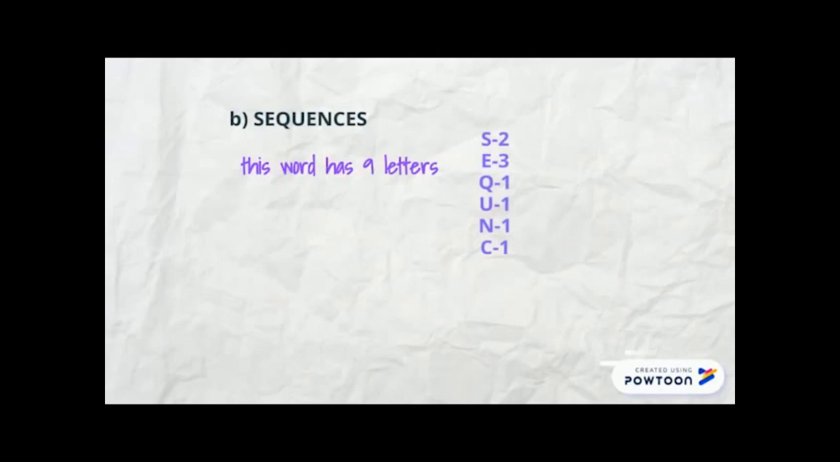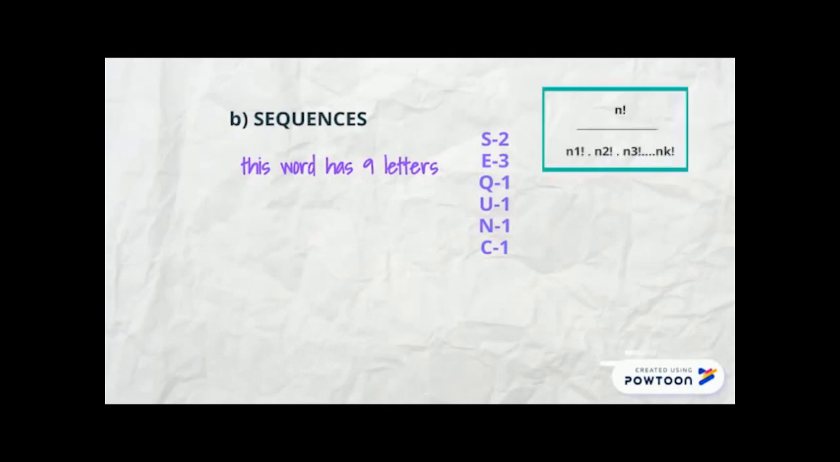B. Sequences. This word has 9 letters. S has 2, E has 3, Q 1, U 1, N 1, and the last one is C, 1. According to the formula, the answer should be 9 factorial divided by 2 factorial times 3 factorial, and the answer is 30240 ways.